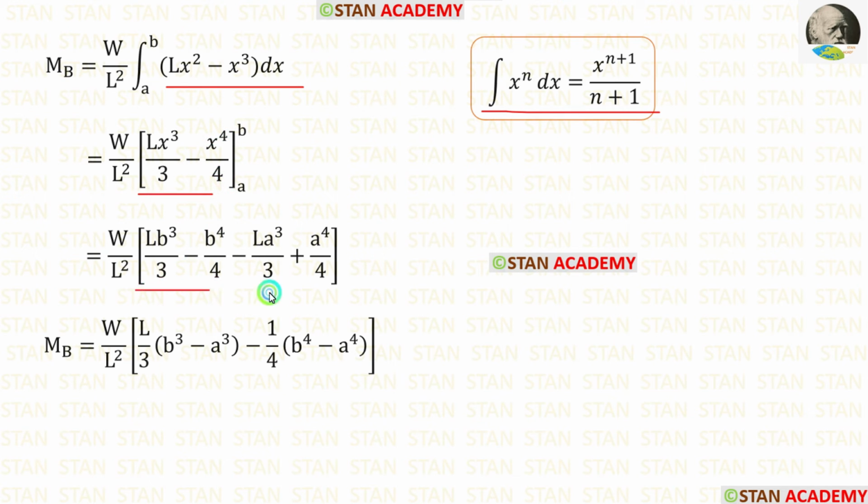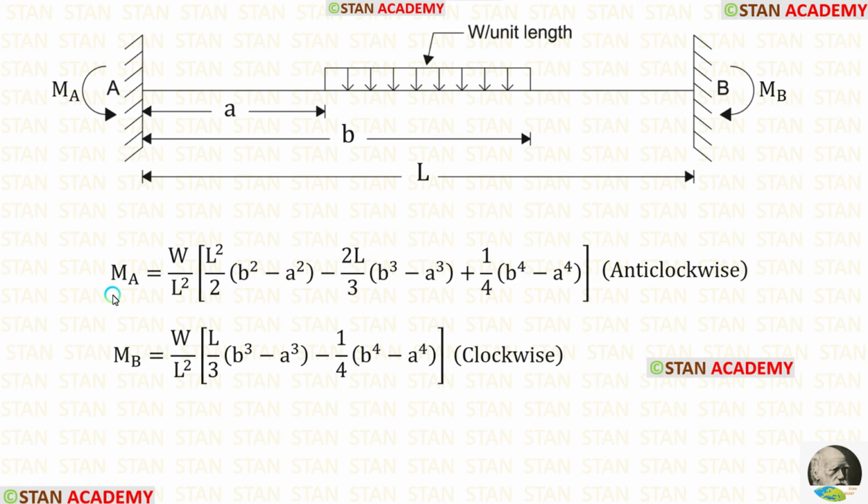Then let us apply the limits. From these two terms, let us take L upon 3 outside. And from these two terms, let us take 1 upon 4 outside. This is the formula for MB. In this fixed beam, we have derived the formulas for MA and MB. MA will be acting in the anticlockwise direction and MB will be acting in the clockwise direction.